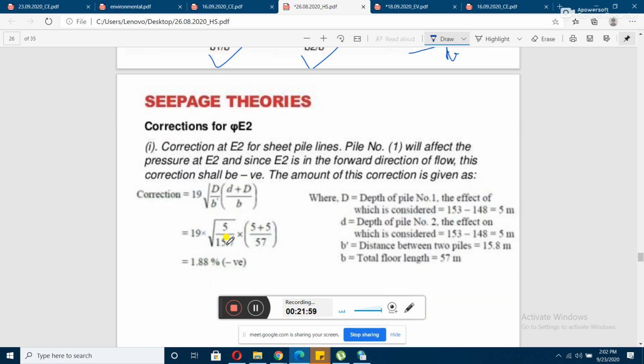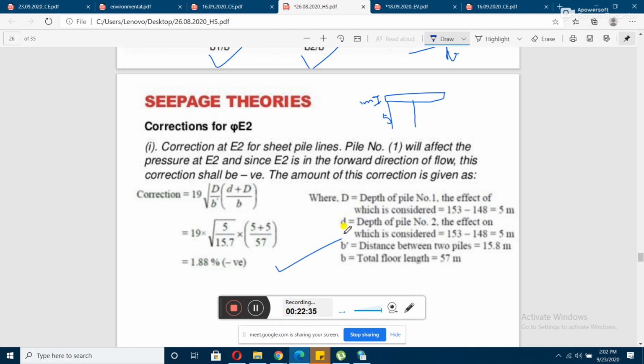So d by capital D, the depth of the influential pile, turns out to be 153 minus 148, because your pile was like this, this was your floor, it had 1 meter thickness, right. This length was 5 plus 1, this was 6, right. From the top fiber it was 6, and this one is also having the same length. So from that we can easily get the value of this, all values you can get, okay.